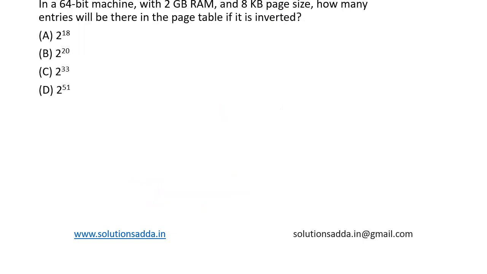This is a question from operating system. In a 64-bit machine with 2 GB RAM and 8 KB page size, how many entries will be there in the page table if it is inverted? So given that the page table is inverted. Generally the OS maintains a separate page table for each process.